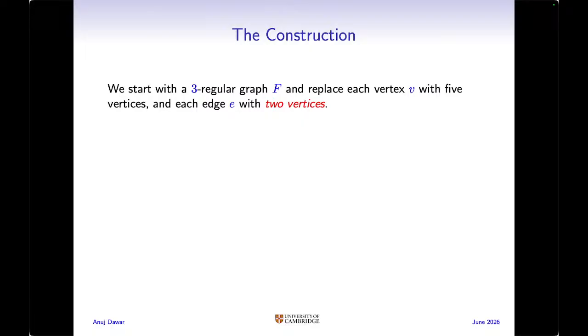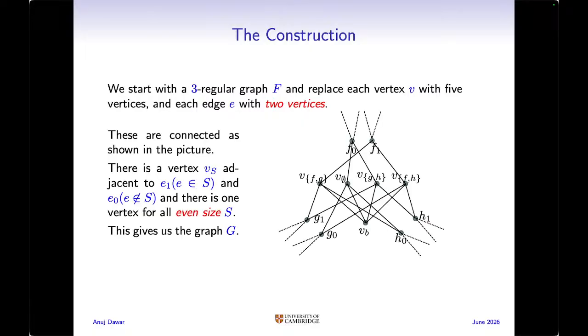You start with a 3 regular graph, and you replace every vertex with a gadget that looks like this. Well, this 5 vertex gadget, and then every edge gets replaced with a pair of vertices. So here you see edges going out the other way. They're basically going to the next gadget along in each of the three directions. Right? We have a three regular graph F.